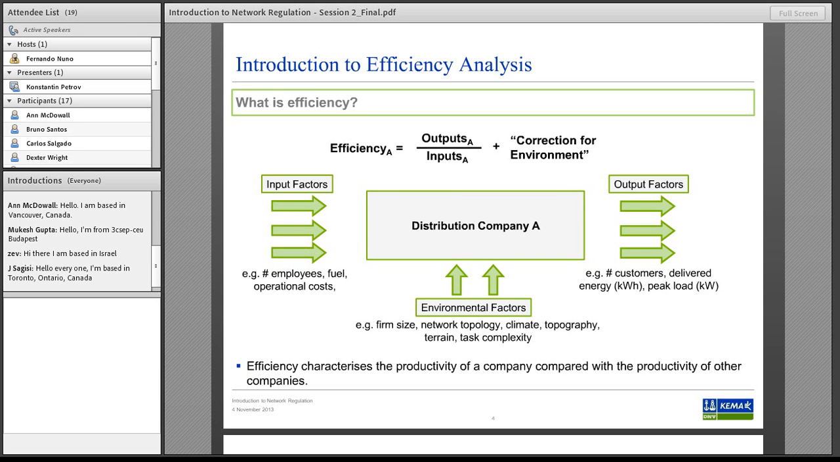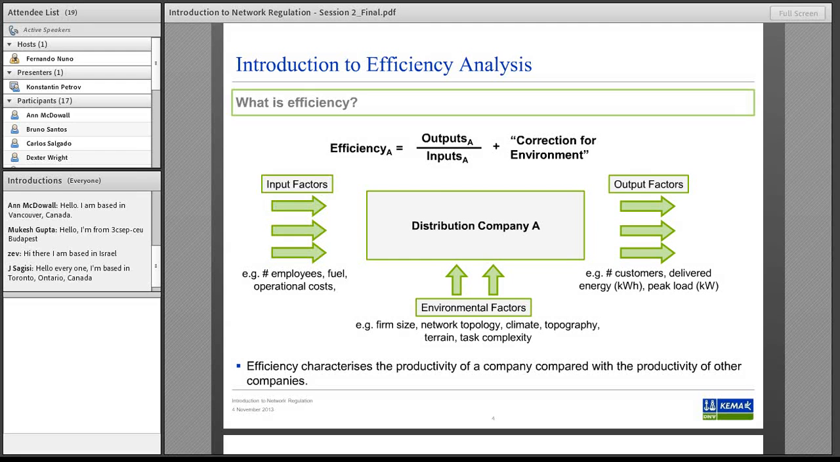Number one is we're using usually more than one input factor. We can use also in the production process, employees, fuel. For example, if we're measuring efficiency of generating companies, we can have also operational cost as a monetary measure, or we can have really total cost if we want to integrate not only the operating cost, but also the capital expenditures in the efficiency analysis.